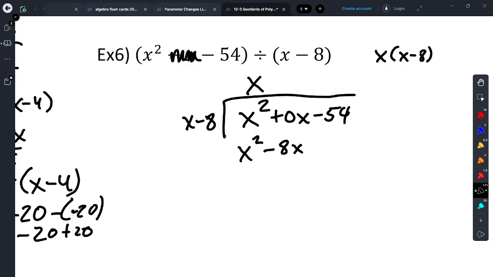Notice now, what did it do for me? It gave me a place value that lines up. You see how the place values line up now? The x squareds are lining up and the x's are lining up. Get it? Subtract the whole thing. Don't forget to subtract the whole thing.